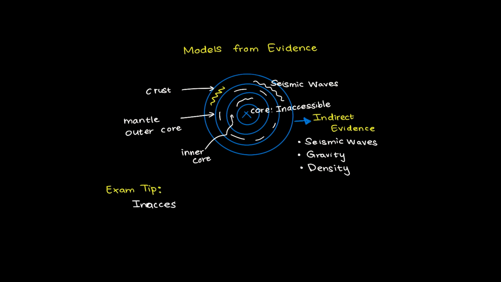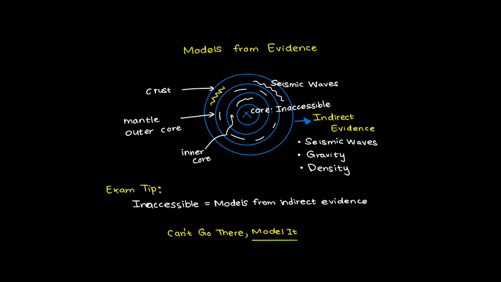Here's a WGU C165 OA exam tip for you. When a question asks how scientists study inaccessible phenomena, the answer is models based on indirect evidence. The word inaccessible, or cannot directly observe, points to modelling. Quick recall hook: can't go there, model it. Indirect evidence builds models of the inaccessible.